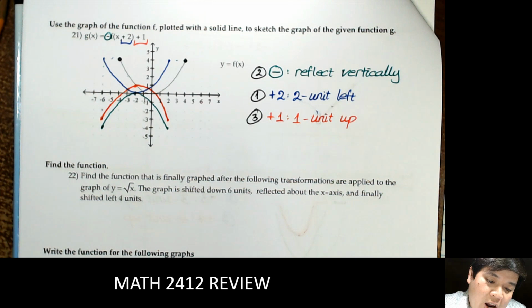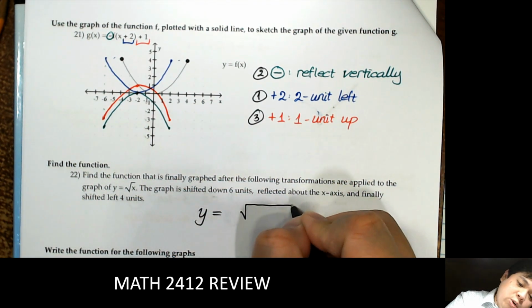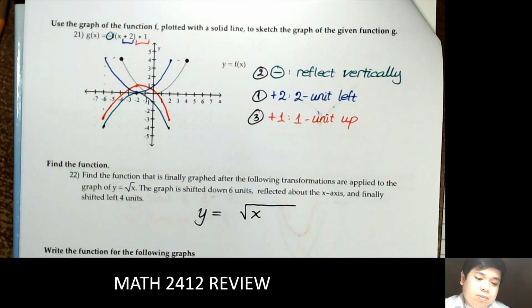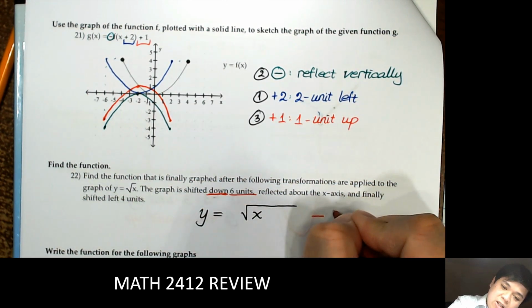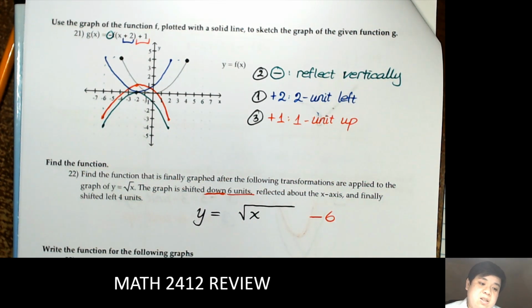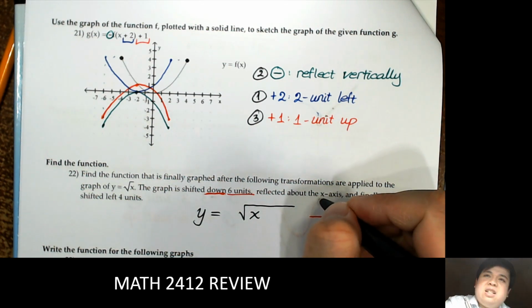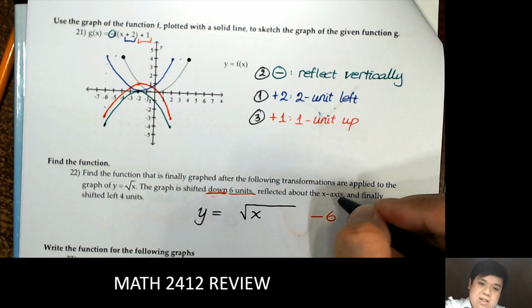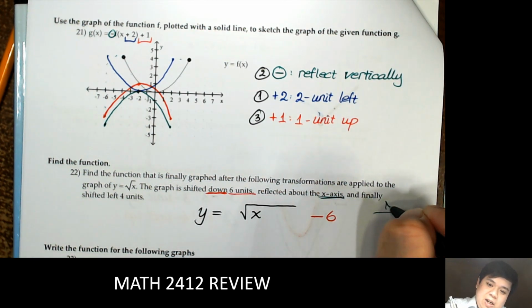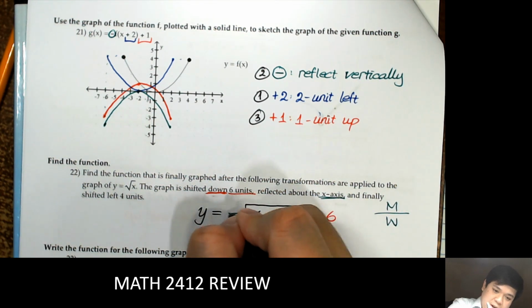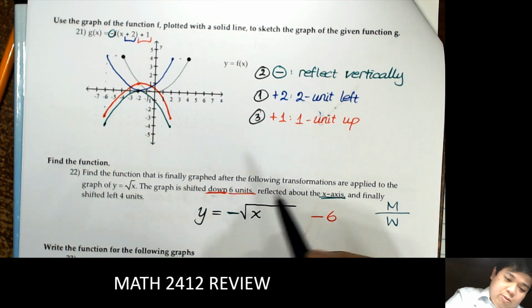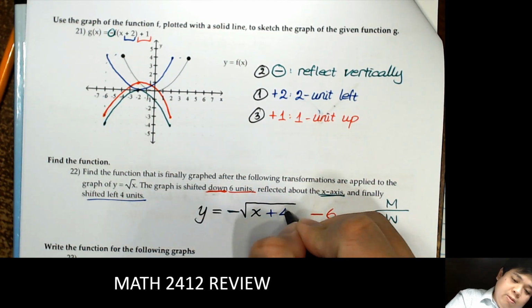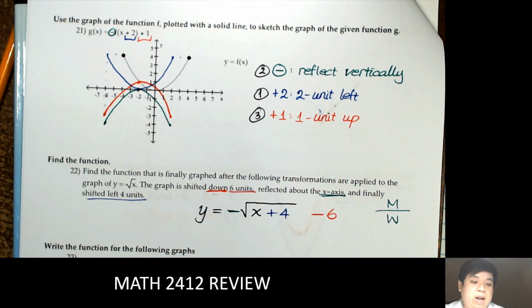For the function, let's find the graph after the following transformations applied to square root of x. So we have y equal to square root of x. We're trying to put things into it. First, shift it down 6 units, so we know it's going to be minus 6. Then reflect about the x-axis. The x-axis, so it's going to be up and down, right? So it is like this about the x-axis. So vertical flip, so that should be minus on the outside. And then shift it 4 units left. So that's what we have.